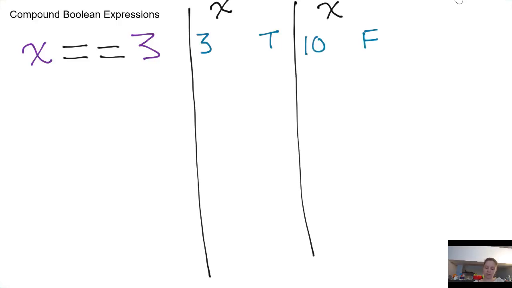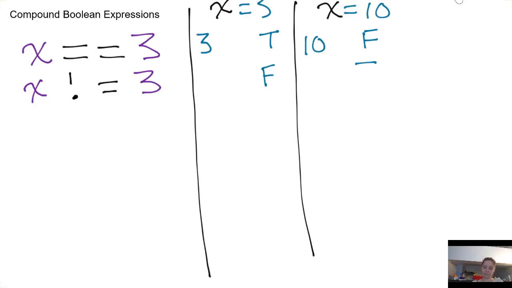We're going to keep using x and 3, and now we could do not equal to. So x is not equal to 3. In this case, when I make this first column, x is just going to equal 3 and x is going to equal 10. So if x is 3 and the expression is x is not equal to 3, that is false because x is 3. And when x is 10, x is not equal to 3 is true.